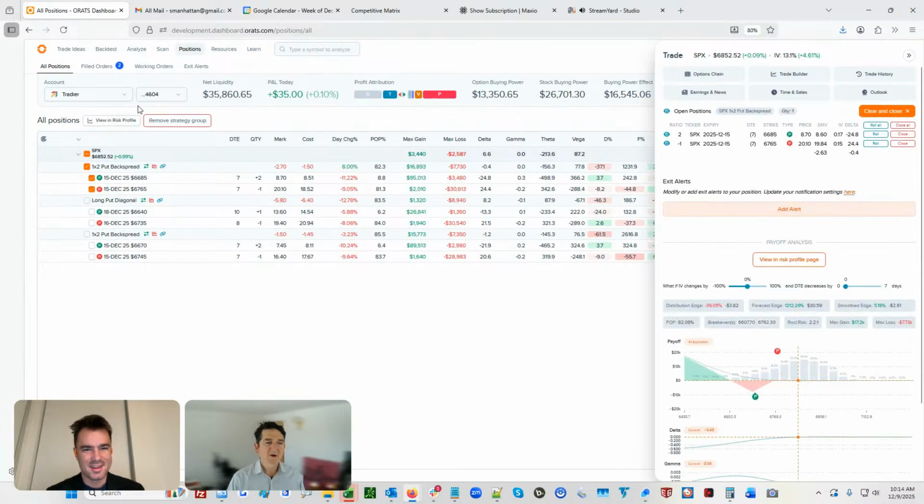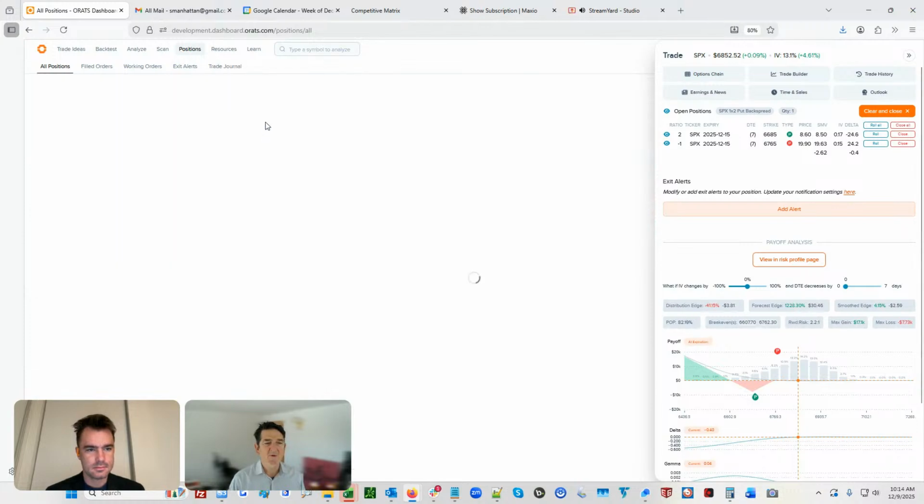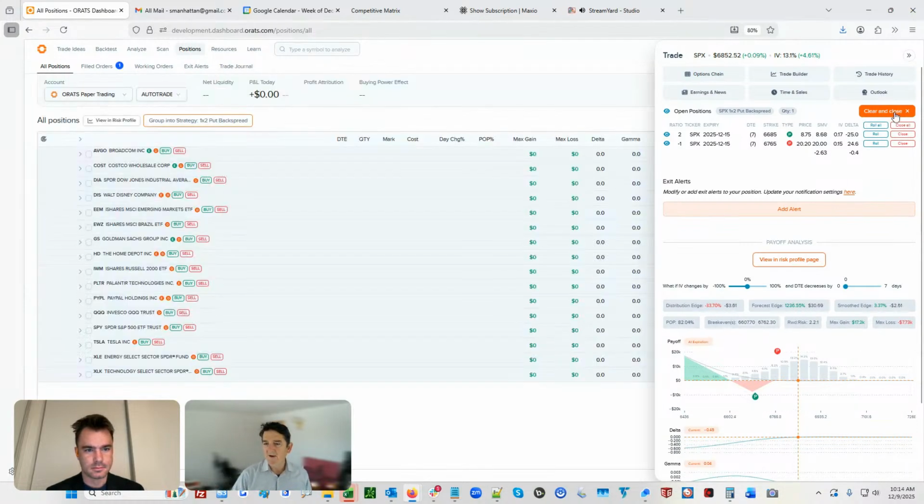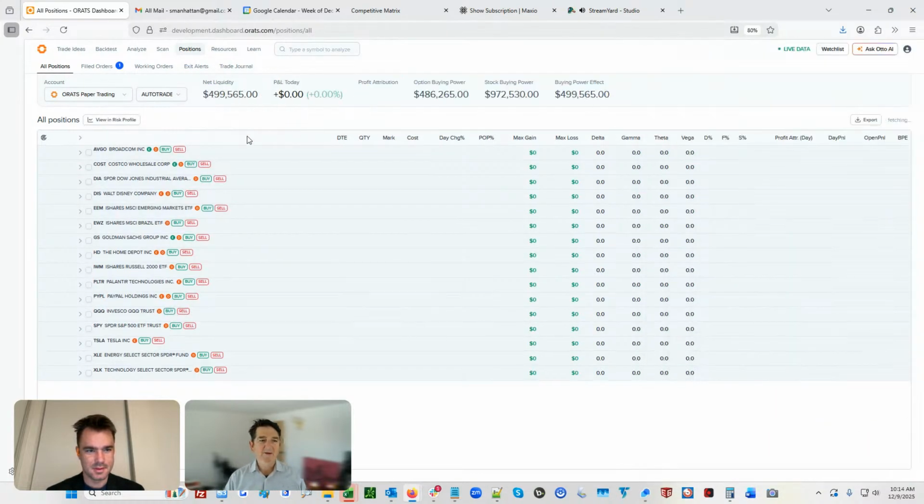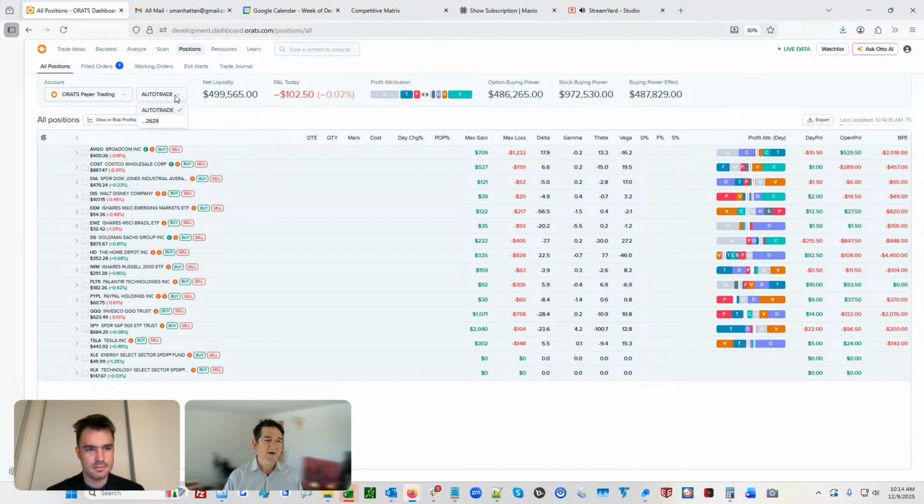I have Tradier, I have other brokers, but I also have ORATS paper trading. This is my ORATS paper trading that I have in auto trading. We haven't released that yet, but that's really cool. I have a lot of positions on, testing out our auto trading in paper trading right now, and you can see I have a ton of different positions, all different symbols too.